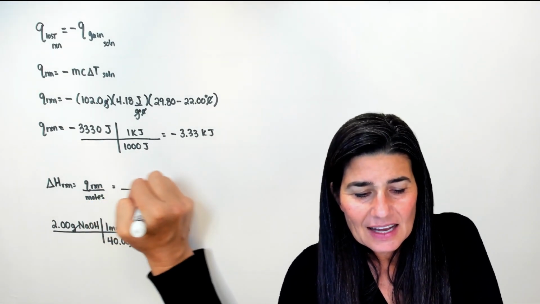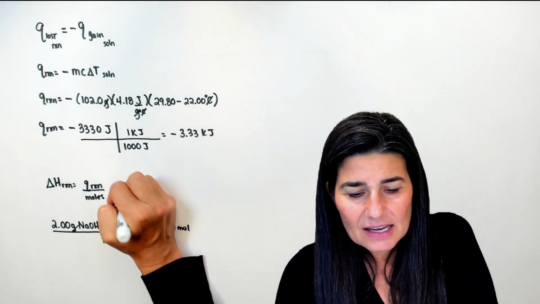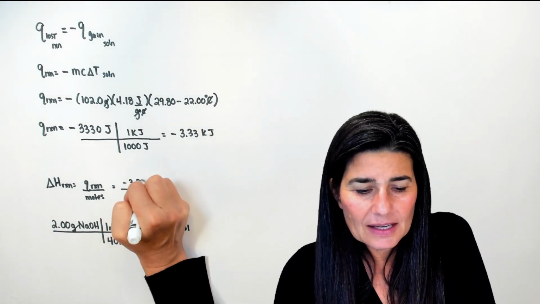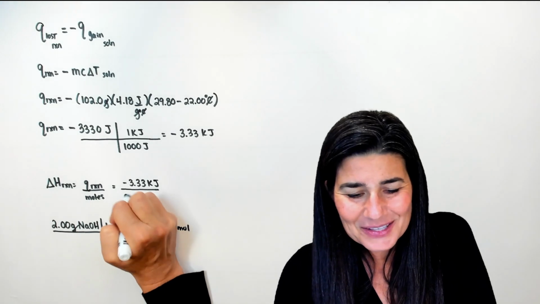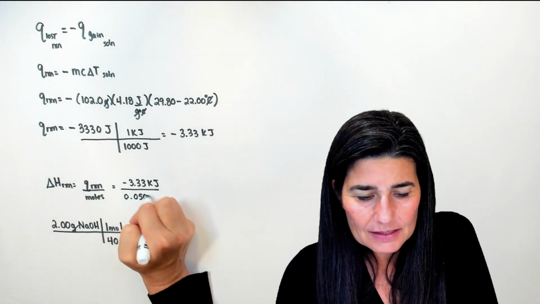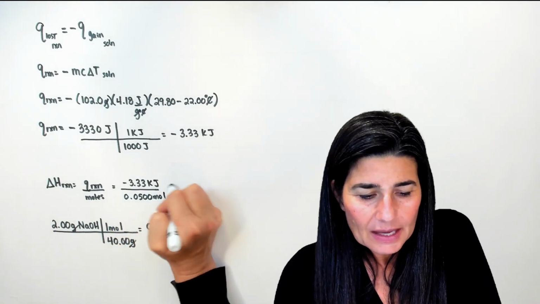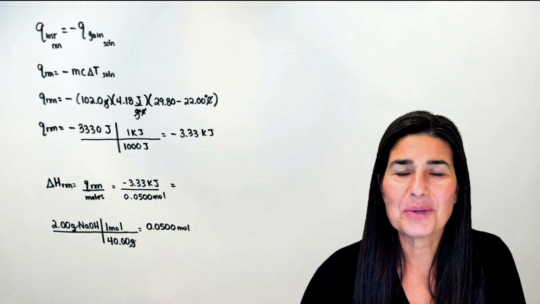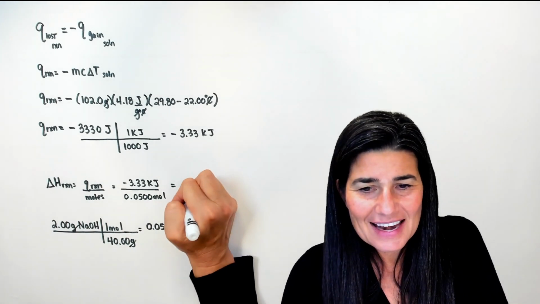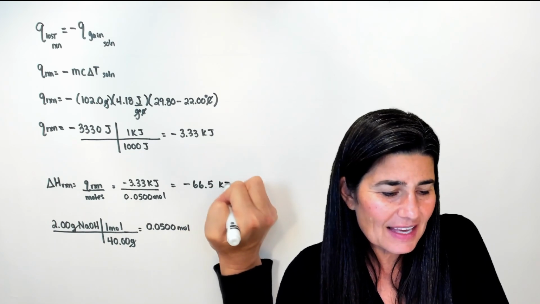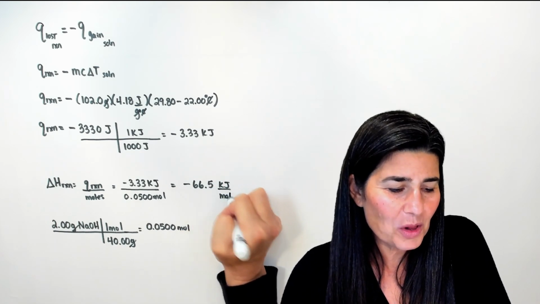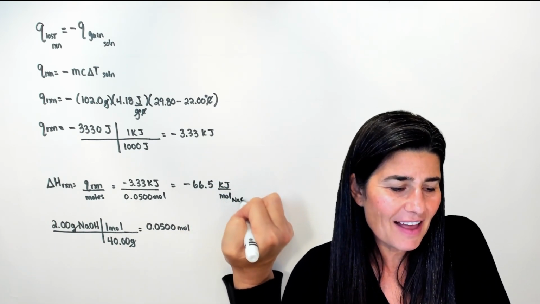We're going to take our heat, negative 3.33 kilojoules, divided by our moles, 0.0500 moles. And when we take negative 3.33 divided by 0.05, we get negative 66.5 kilojoules per mole of our sodium hydroxide.